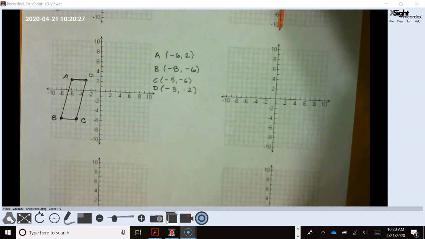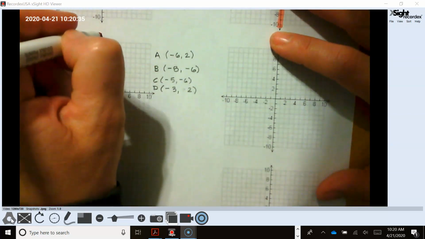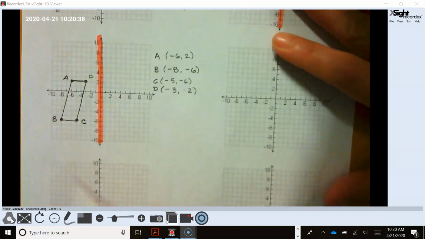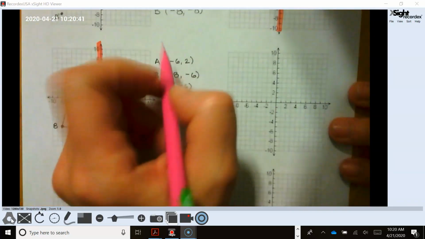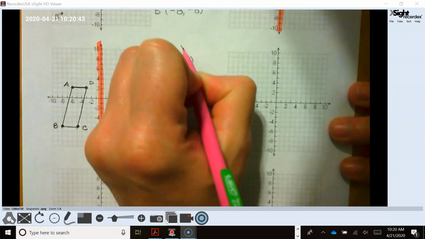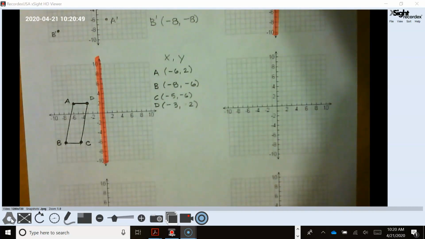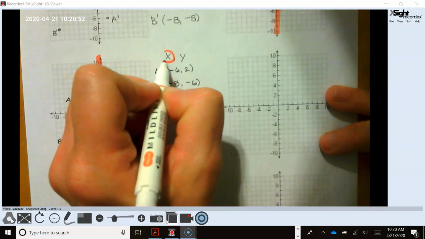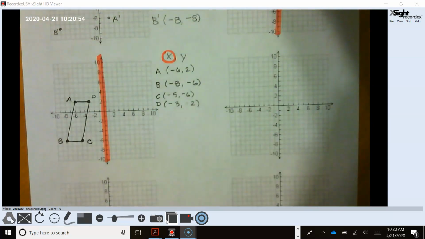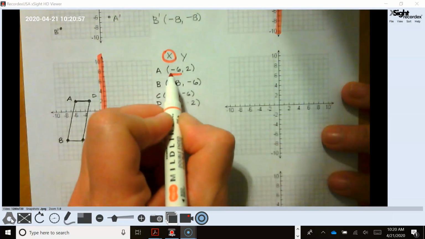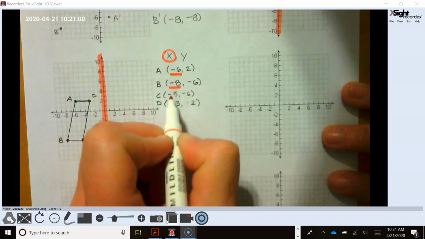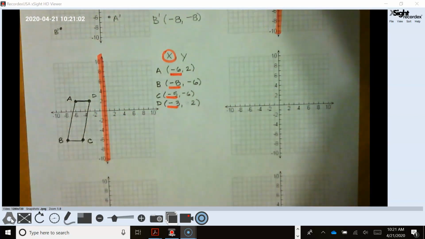Okay. So what we made there is a parallelogram, and we're going to reflect this parallelogram over the y-axis, over this guy right here. And the rule for reflecting over the y-axis is you're going to keep that second number. The y-coordinate stays exactly the same. The number that we're going to change is the x-coordinate. So we're going to take the opposite of every x-coordinate for this shape.